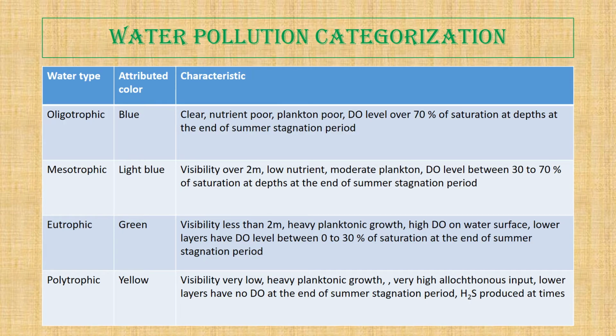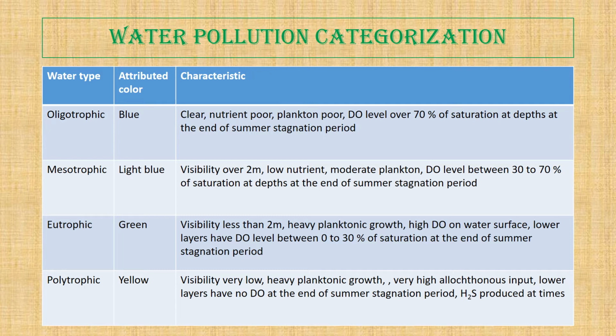Now, as we know, according to the level of nutrient or pollutant, any water body is divided into many categories. Oligotrophic, which is very nutrient poor and contains a very negligible amount of living organisms. This oligotrophic water body is attributed the color blue. Mesotrophic water body is poor in nutrient but has a moderate plankton level and is assigned light blue color.